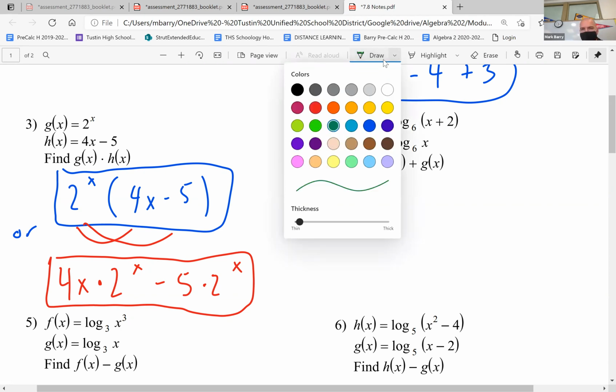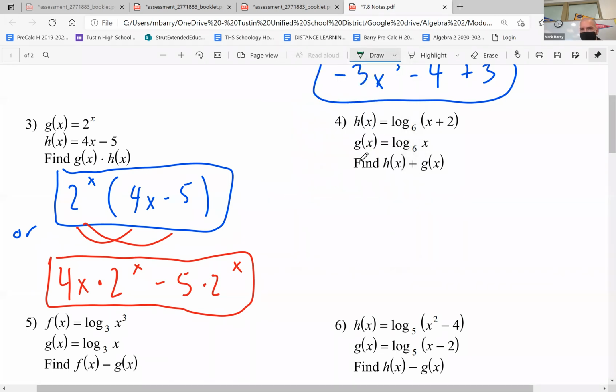Okay, let's take a look at number 4 then. So number 4 is addition. So we go log base 6 of x plus 2 plus log base 6 of x. So it told me to add together the functions, so I just add together the functions.